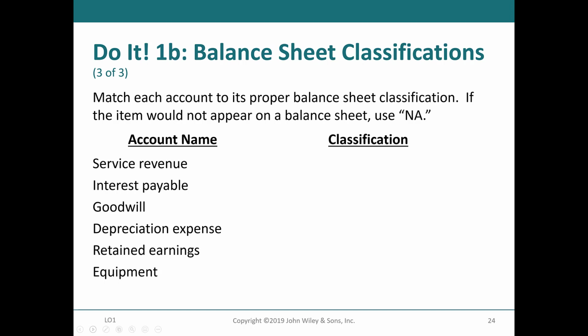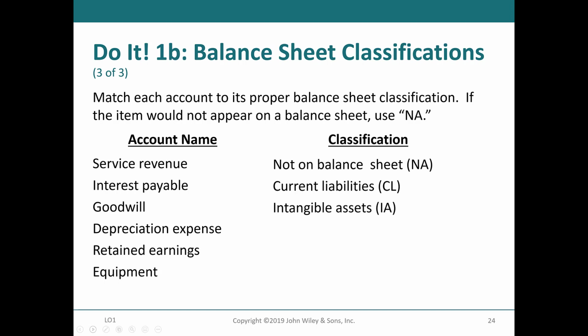Still continue. Service revenue. Not a balance sheet item. Where do you think it's going to go? Income statement. Okay. How about interest payable? Current liabilities. How about goodwill? Intangible assets. How about depreciation expense? Not a balance sheet item. So what financial statement do you think it goes to? Okay, I hope you said income statement. Anything expense and revenue show up on your income statement.